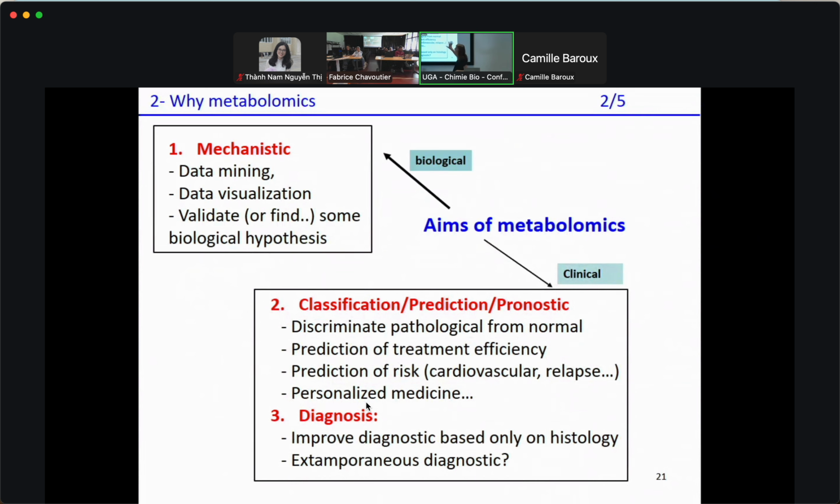And in both parts, so in basic research, what we call basic research in biology and in medicine, or in clinical research to improve classification, prediction, and prognostic of patients, and also to find new diagnosis tools to improve diagnosis of different pathologies. So I mainly work on this part and this part, so I will show you some examples.